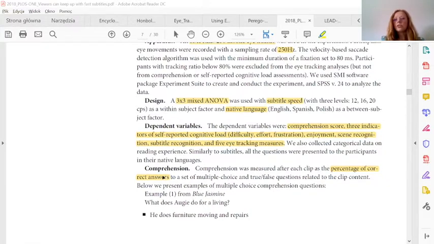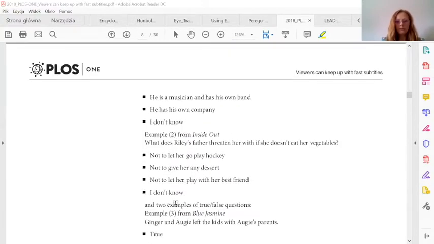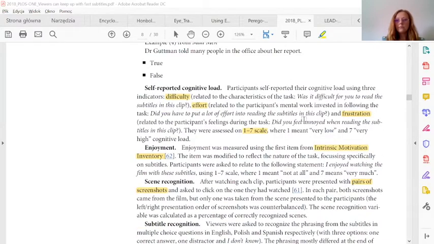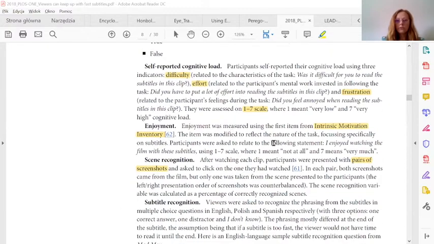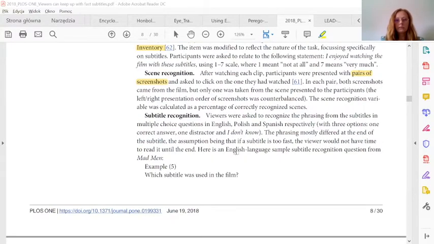And some more information on these particular variables, how they were measured. For example, comprehension was a percentage of correct answers in a multiple choice questionnaire, which looked like this. Cognitive load, difficulty, effort, and frustration were assessed on a 1 to 7 scale. The same for enjoyment. And then scene recognition would be pairs of screenshots. So the participant had to choose, and they were counterbalanced and so on. So I can take a look at some details.